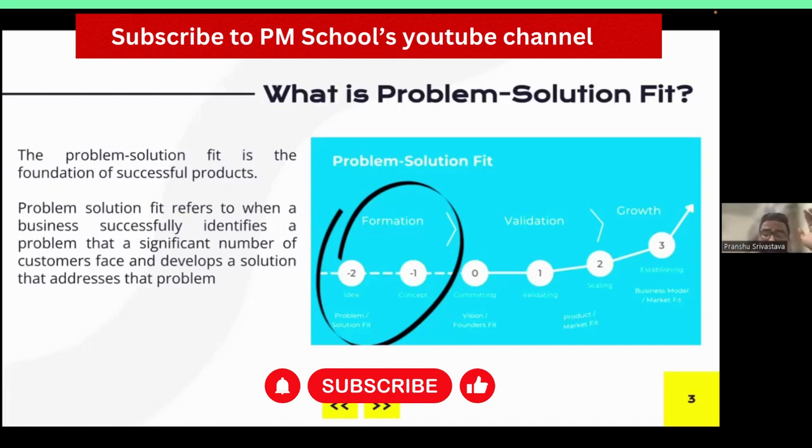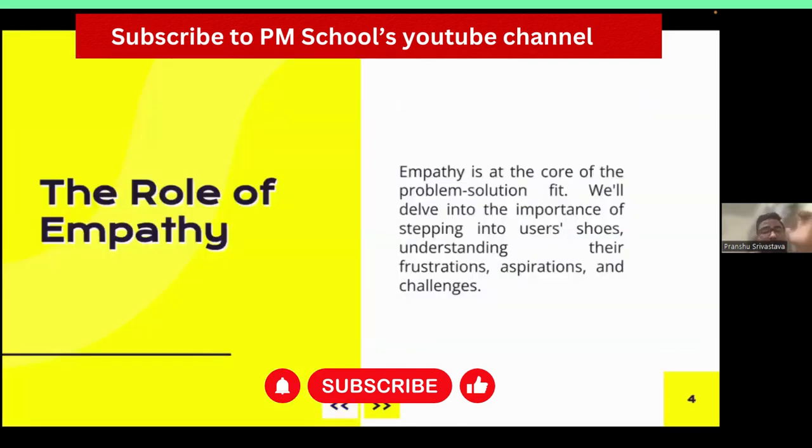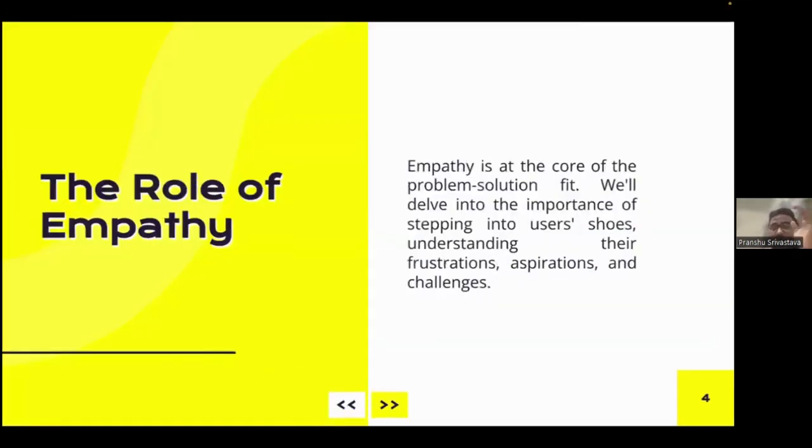So in this whole journey of problem solution fit, the role of empathy is very important. So what is empathy? Empathy means you have to understand your customer. You have to actually dive into the shoes of your customer. You don't just have to put the shoes of your customer on your feet. You have to dive. You have to understand the frustrations and aspirations and the challenges.